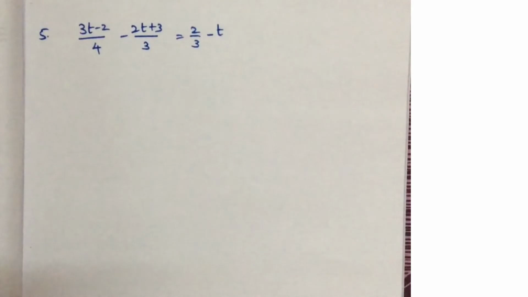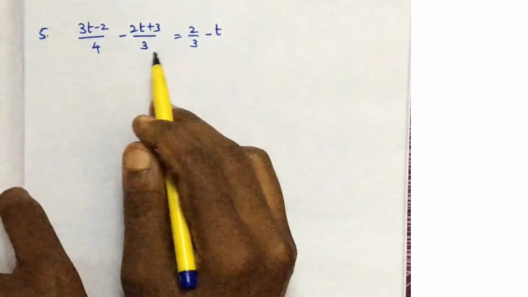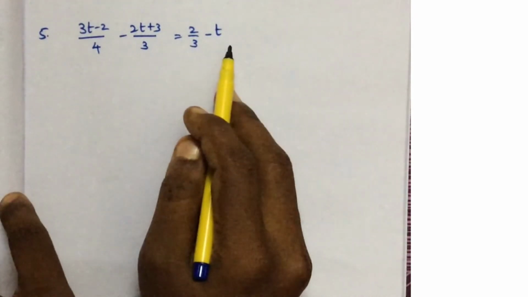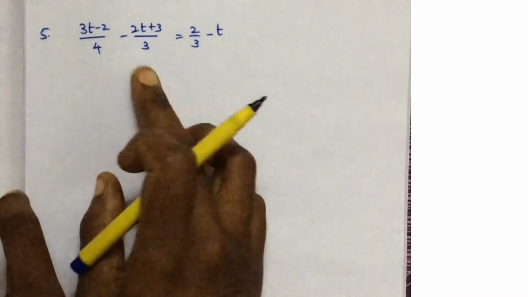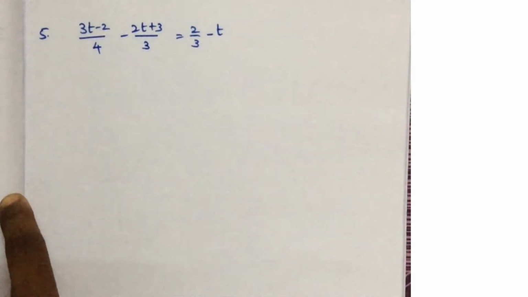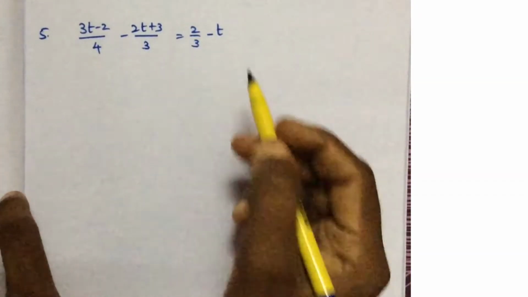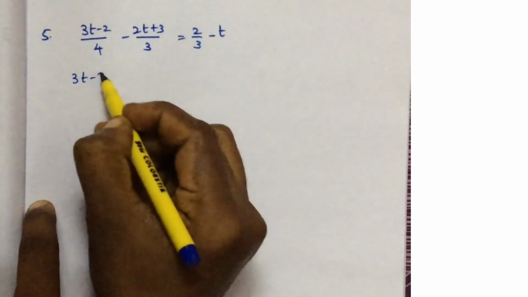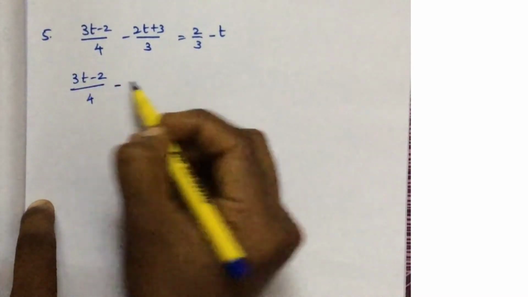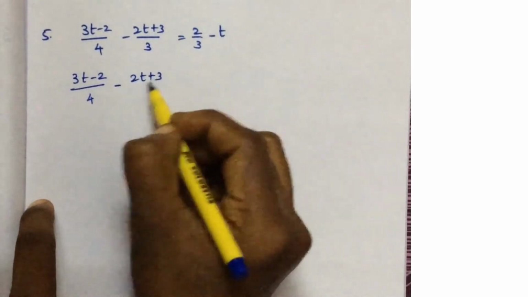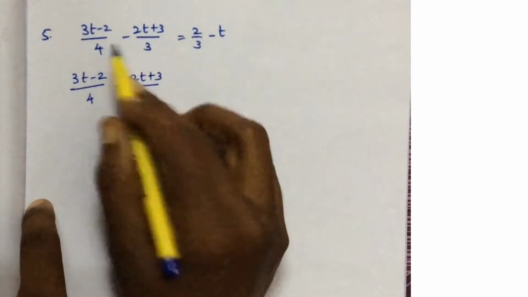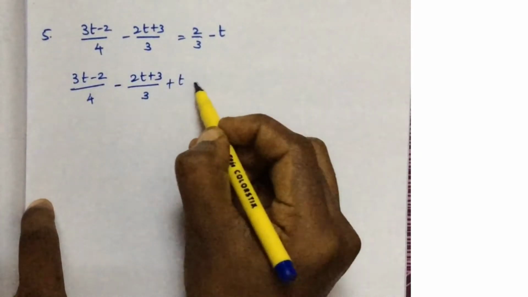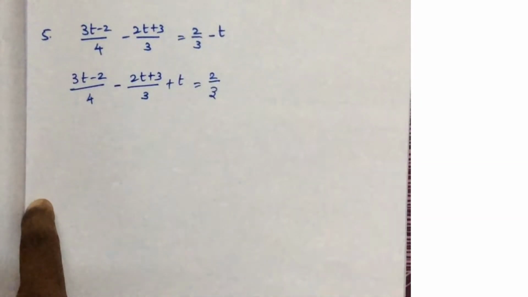The fifth problem is (3t − 2)/4 − (2t + 3)/3 = 2/3 − t. The first thing is, you have to bring all the terms with variable t to the left hand side. So this is (3t − 2)/4 − (2t + 3)/3. There is a minus t here. Moving to this side becomes plus t, that is equal to 2/3.